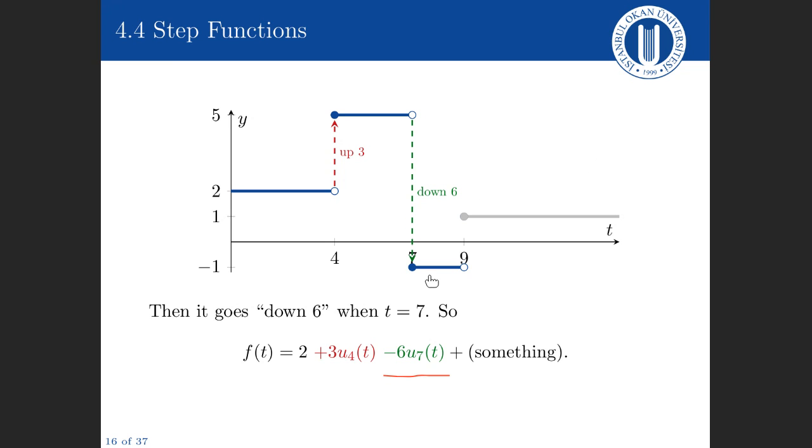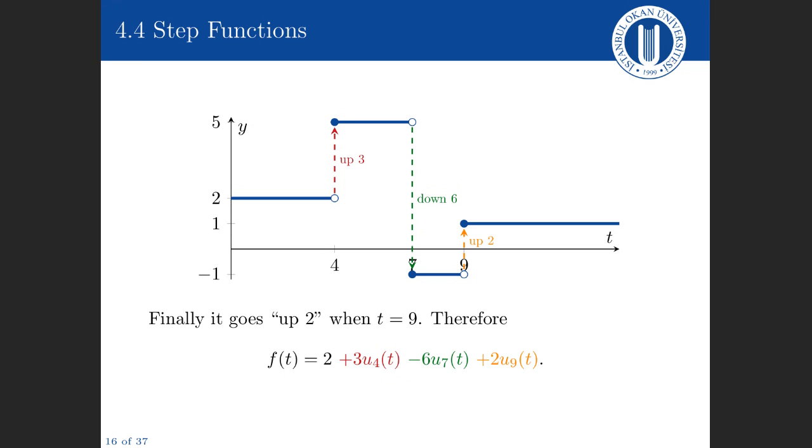The next change happened at 9. At 9, we go from minus 1 to 1. We're going up 2. So we expect our function to finish with plus 2 u9. The answer to this question is 2 plus 3 u4 minus 6 u7 plus 2 u9.